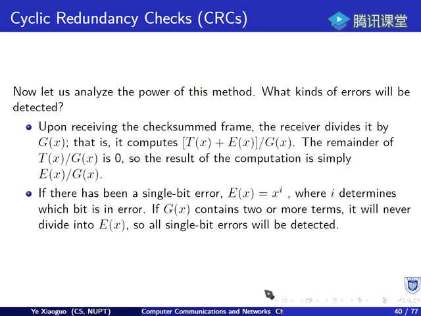Then the power of the CRC is somewhat limited. Some transmission errors cannot be detected at all. Then we will talk about the limitations of cyclic redundancy checks in the next section.